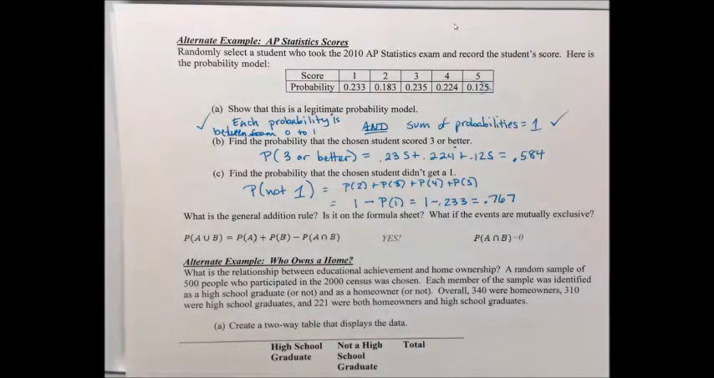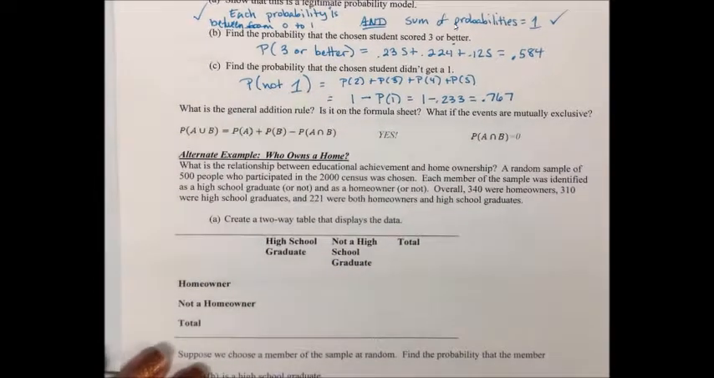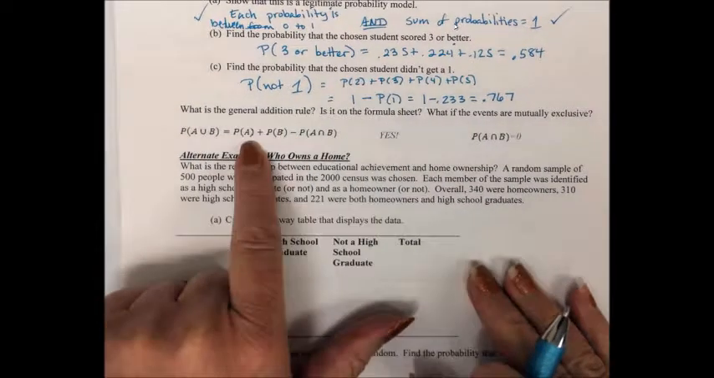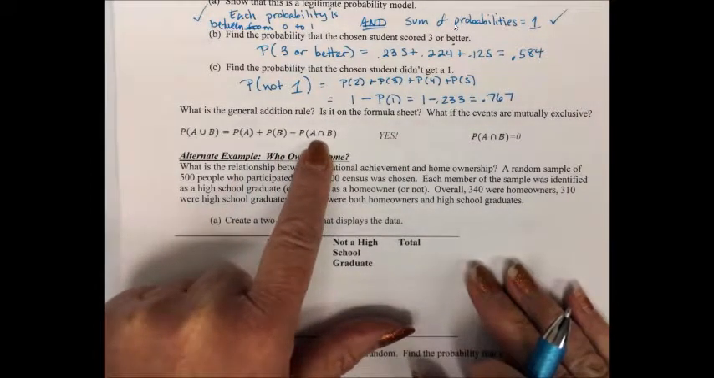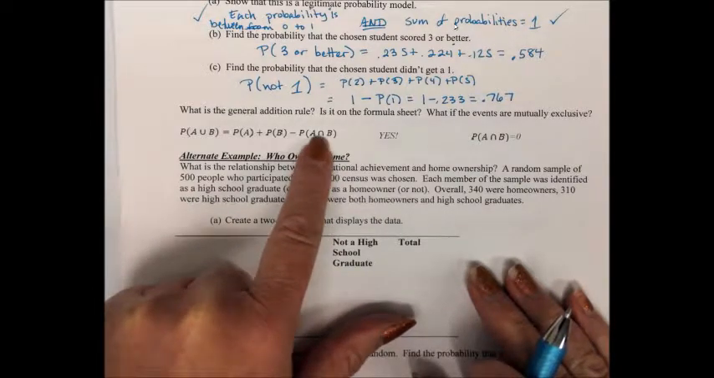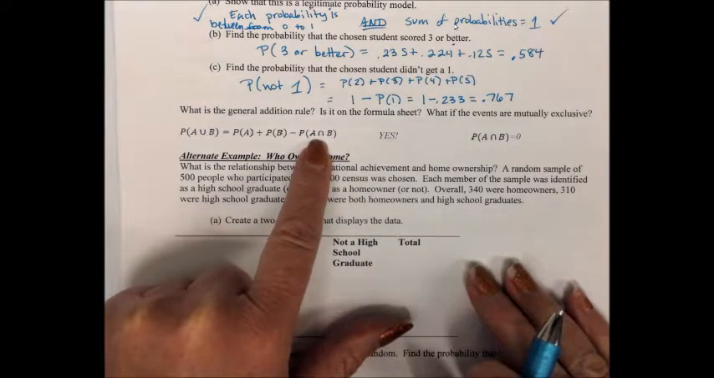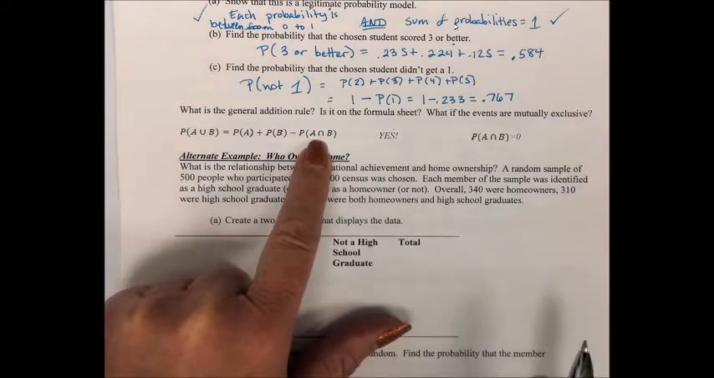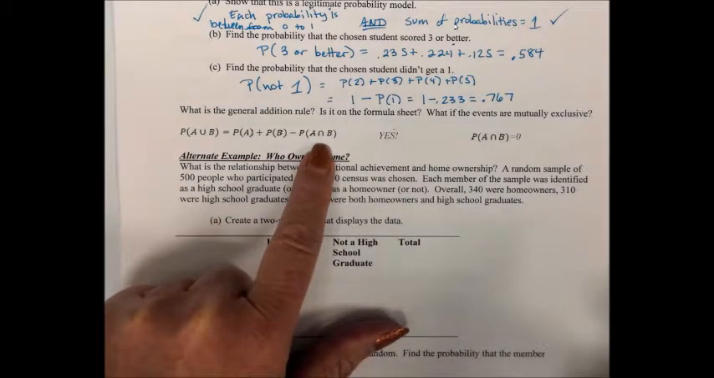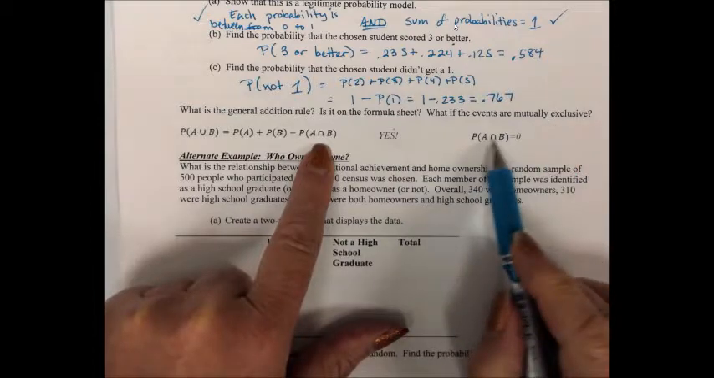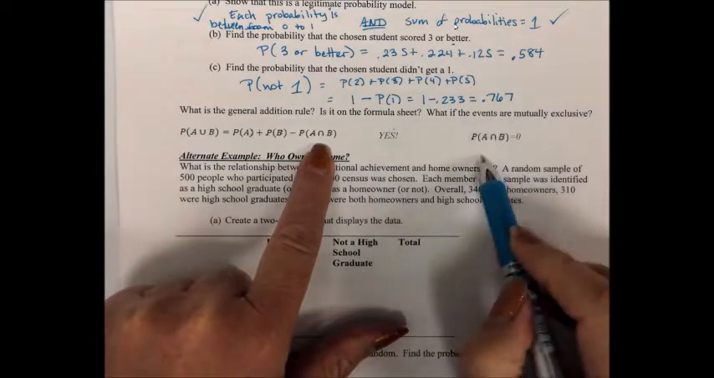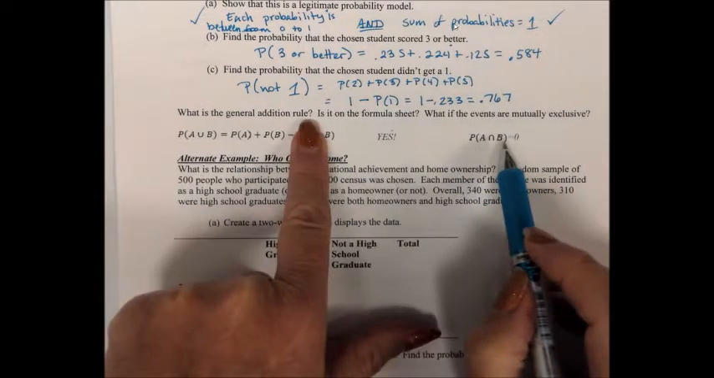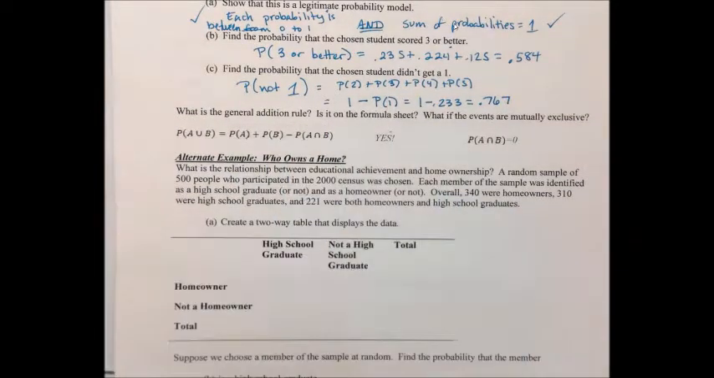Okay, so the general addition rule: when they were mutually exclusive, it was just these two. But if they're not mutually exclusive, we have to subtract out the overlap, what occurs in both events, so we don't add it twice. Is it on the formula sheet that I'll give you next week? Yes, it is. Even though you'll know it, it is on the formula sheet for you. If the events are mutually exclusive, they don't have anything in the intersection, so the probability would be 0. And that's why, if this is 0, we're just left with this part of the rule when they are mutually exclusive.